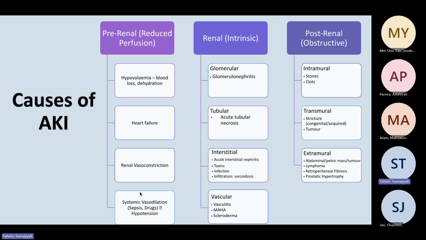Another one is heart failure. And then you've got renal vasoconstriction, which decreases the amount of blood reaching the kidney, or systemic vasodilation through sepsis or drugs or hypotension. So the blood is being diverted elsewhere.